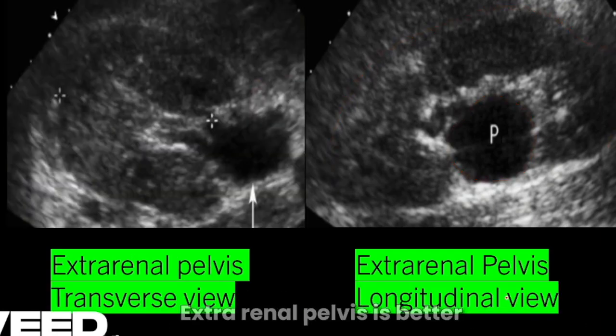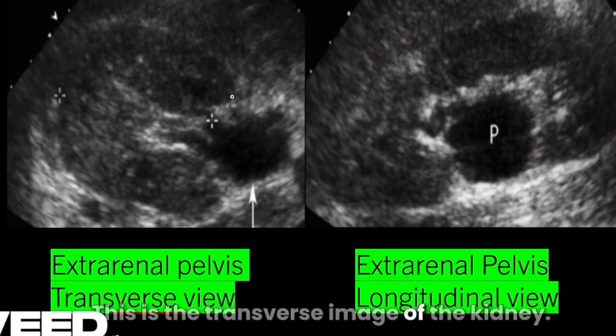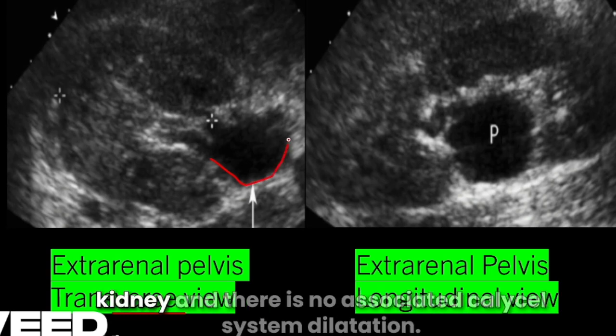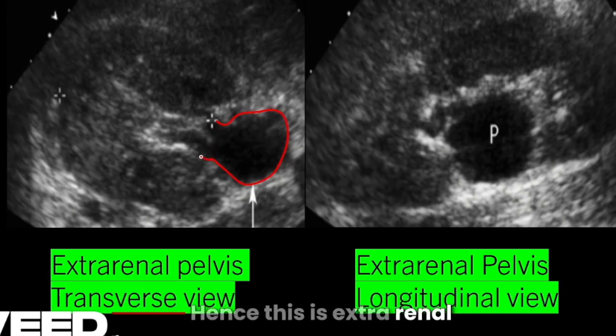Extrarenal pelvis is better visualized in the transverse image. This is the transverse image of the kidney. You can see the renal pelvis is bulging outside the kidney and there is no associated calyceal system dilatation. Hence, this is extrarenal pelvis, not hydronephrosis.